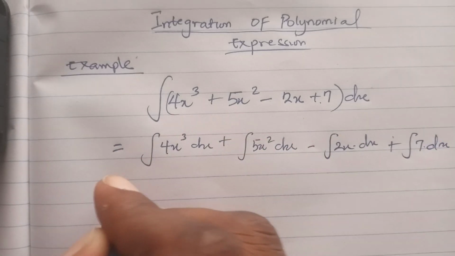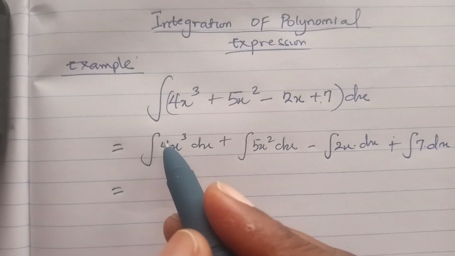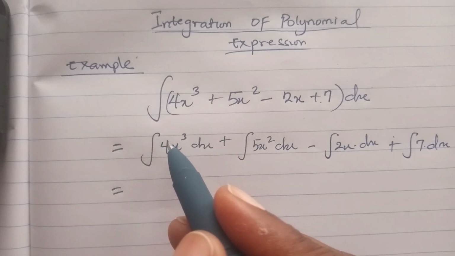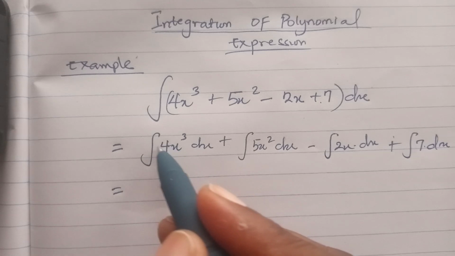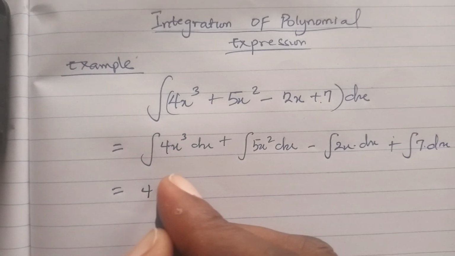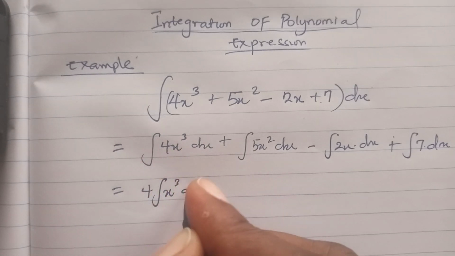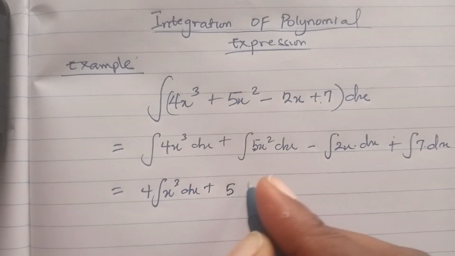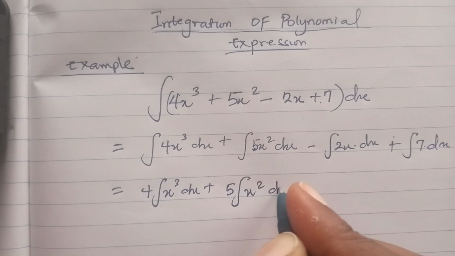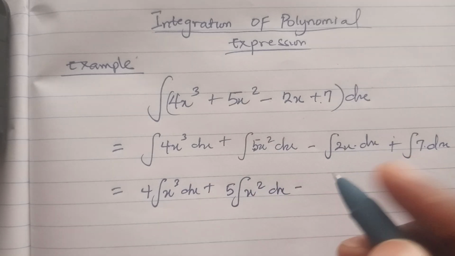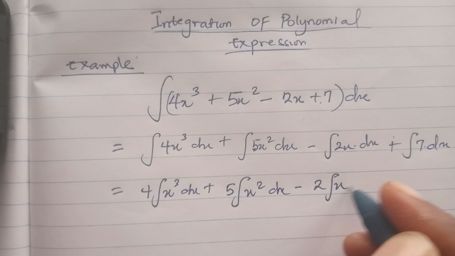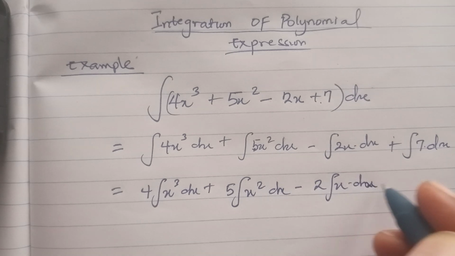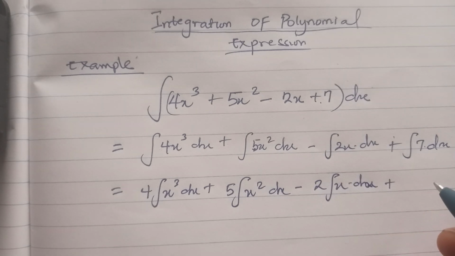Now, I remember what I told you in my previous video: whenever you have a constant, you take it outside. So we have 4 integral of x cubed dx, plus 5 integral of x squared dx, minus 2 integral of x dx, plus integral of 7.